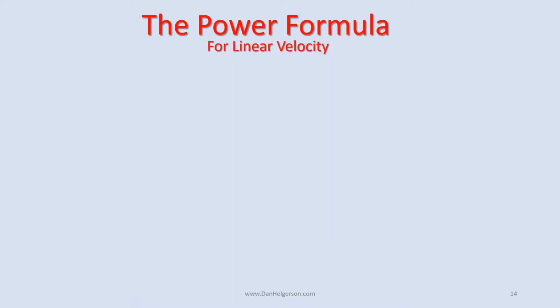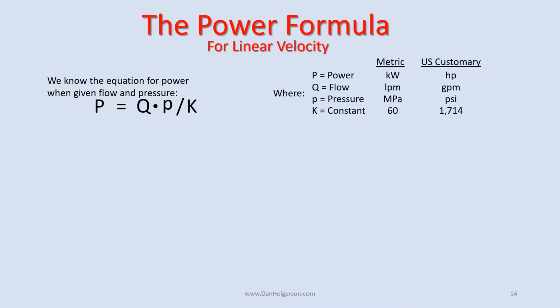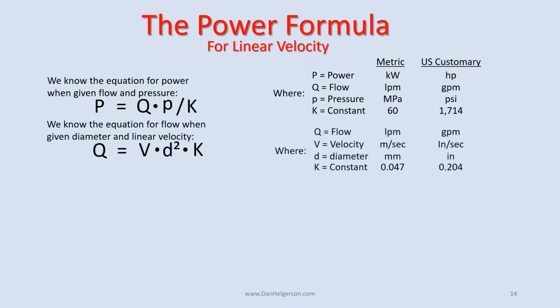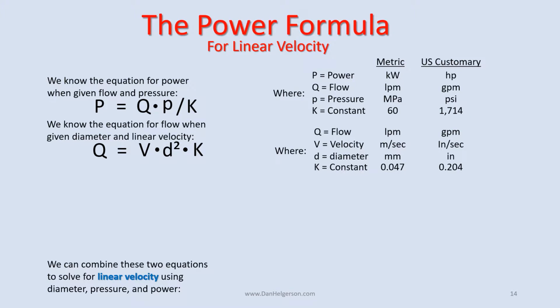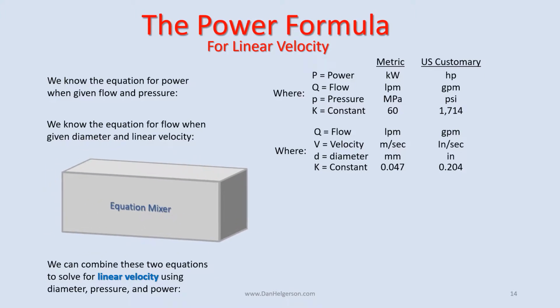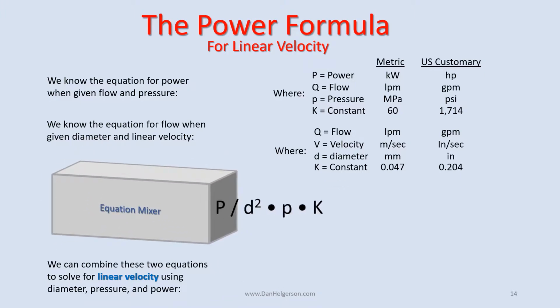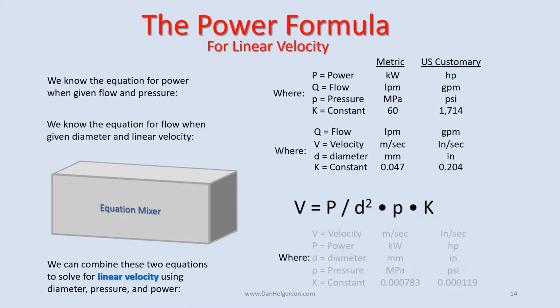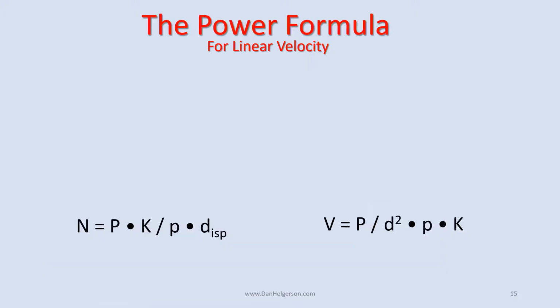The power formula for linear velocity. Again, we know the equation for power when given flow and pressure. We know the equation for flow when given diameter and linear velocity. We can combine these two equations to solve for linear velocity using diameter, pressure, and power, where we find velocity is equal to power divided by the diameter squared times pressure times a constant.